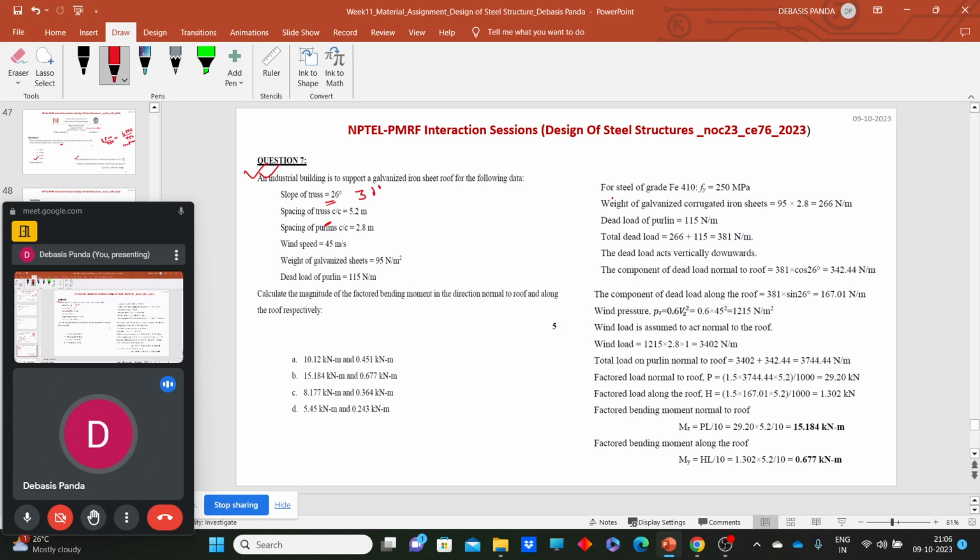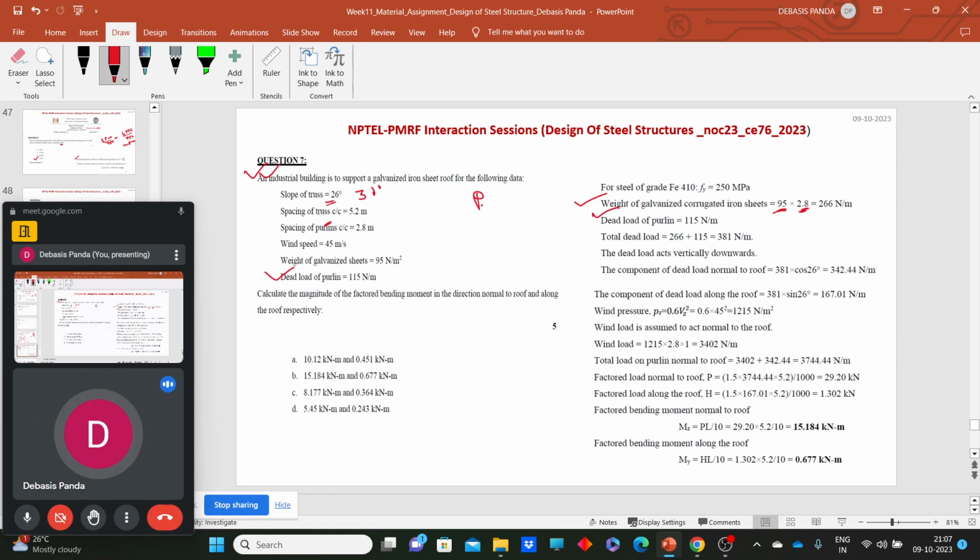So the process is given like this: first we need to calculate the weight of the galvanized steel, that is per meter square value 95, multiplied by the spacing of the purlins. Then the dead load of purlin is given. The dead load of purlin is nothing but 115. So the total dead load comes as this. Total dead load means that P value.